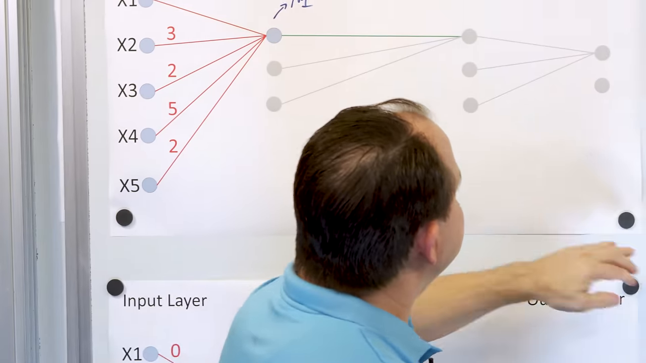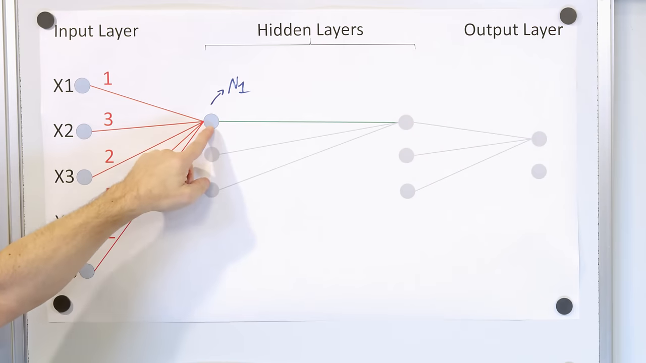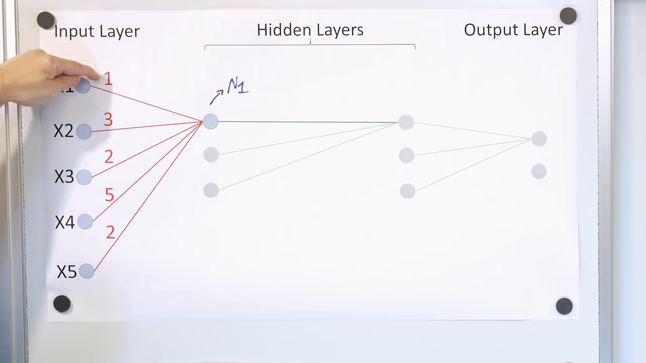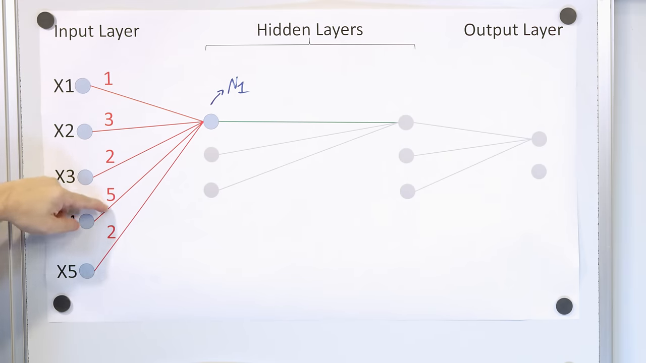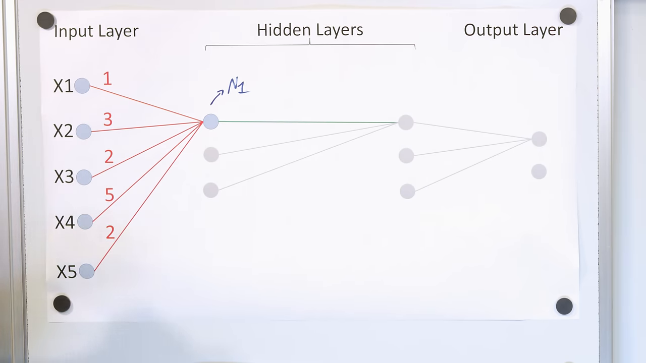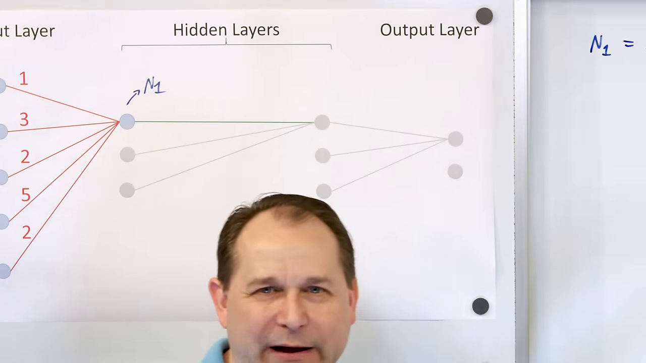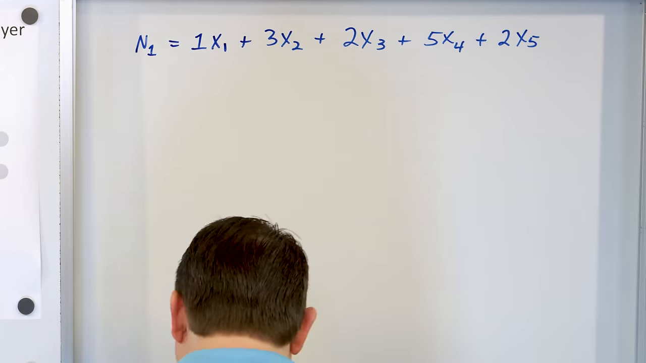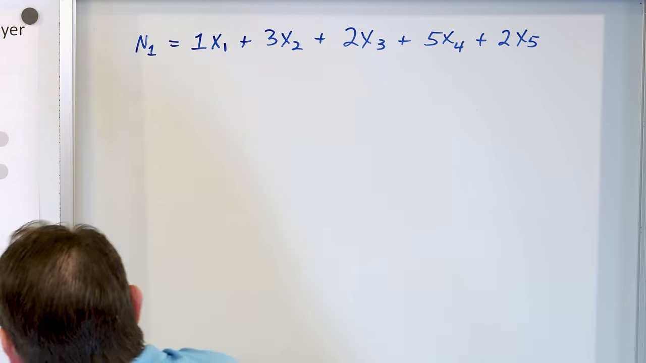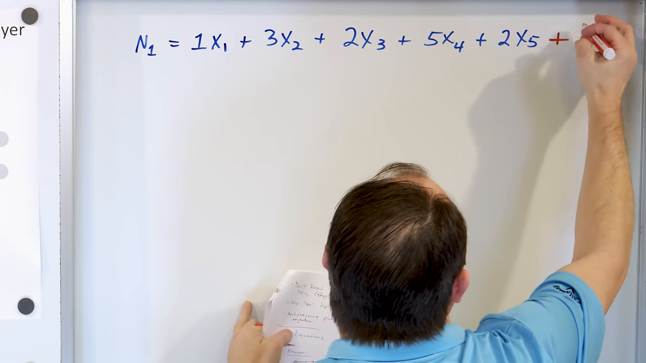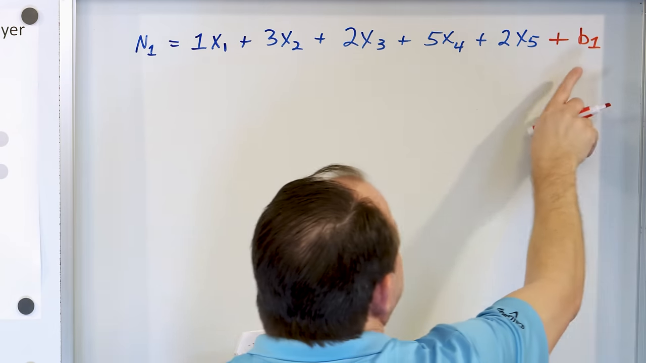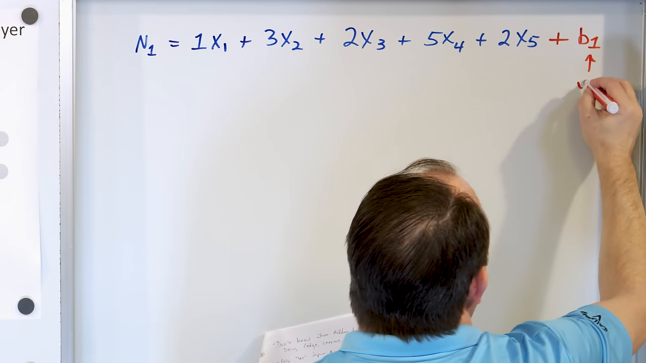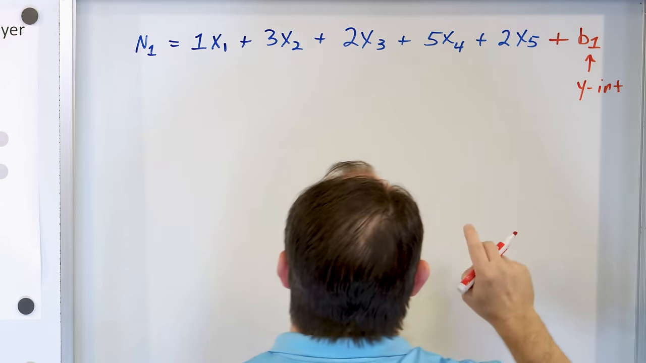So it's mx, and then we had a y-intercept or a bias. So what we do to calculate the value of this neuron is we sum up the multiplication of the value of the neuron previous times the weight. We add all of those together, but then we add a kind of a y-intercept term called a bias term. So what I'm gonna do over here is I'm gonna put it in red and I'm gonna say plus B1, all right? This is sort of like the y-intercept for the function.